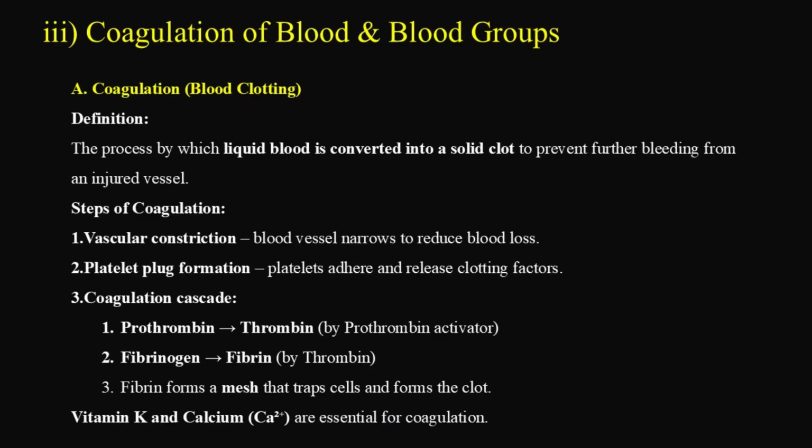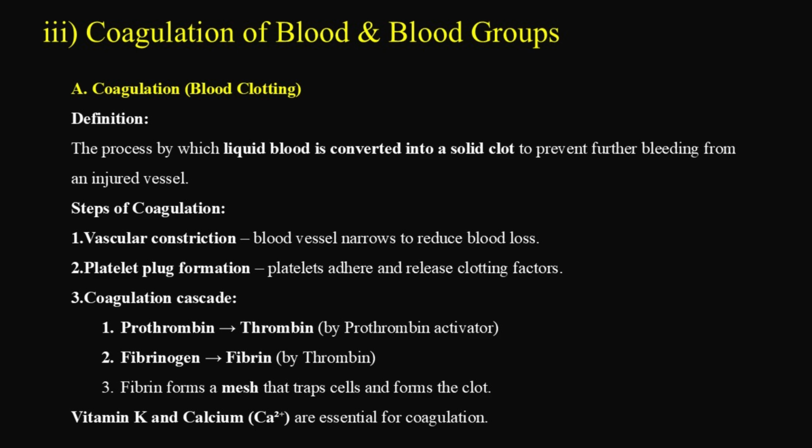Coagulation, or blood clotting, is the process by which liquid blood is converted into a solid clot to prevent further bleeding from an injured vessel. The steps of coagulation are 1. Vascular constriction, where the blood vessel narrows to reduce blood loss. 2. Platelet plug formation, where platelets adhere and release clotting factors.